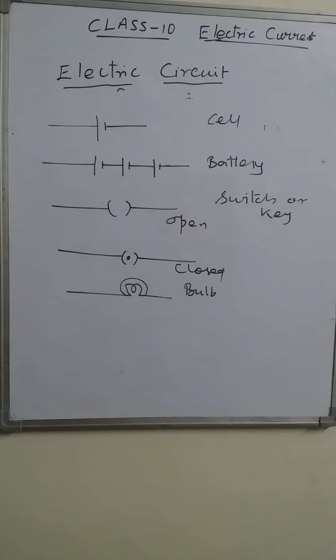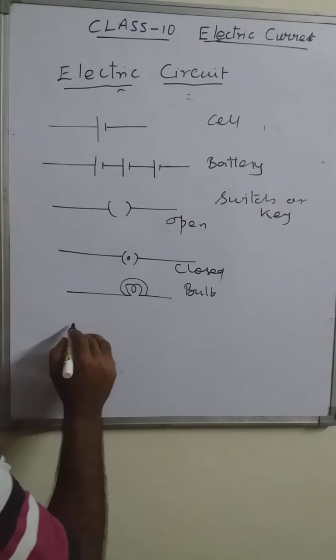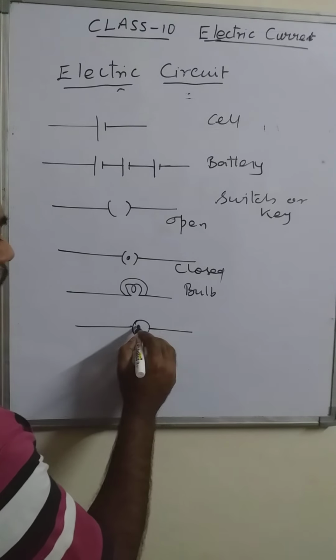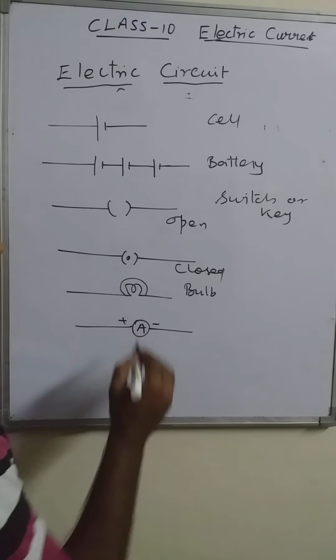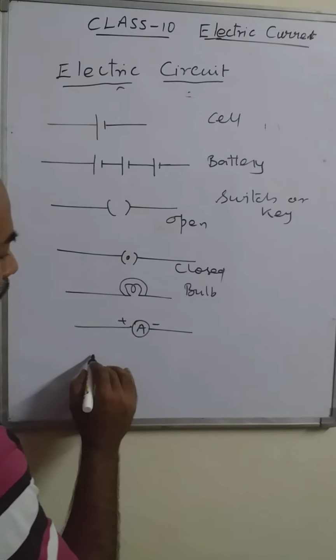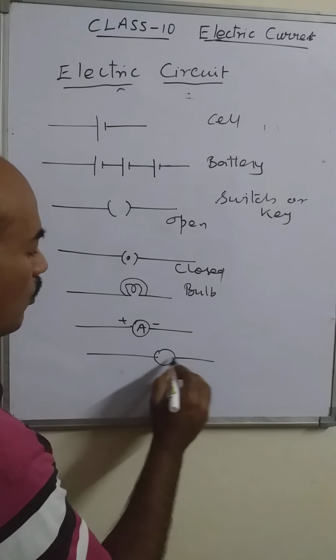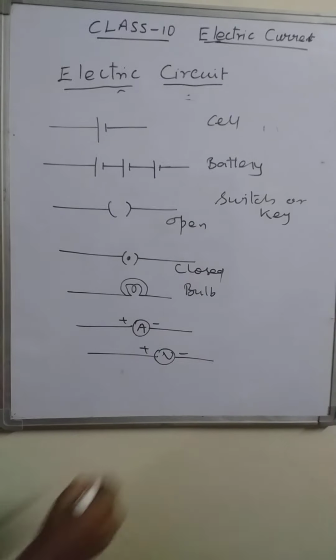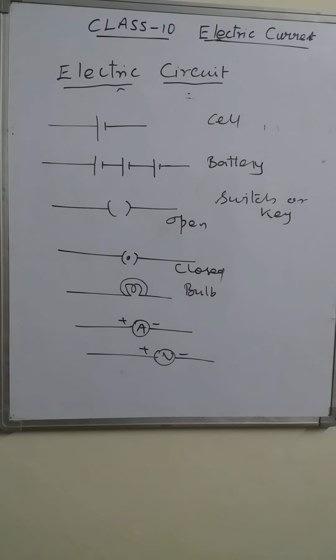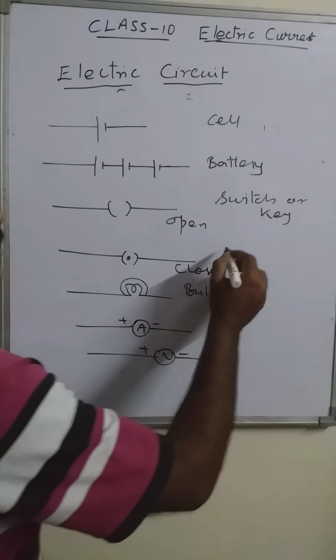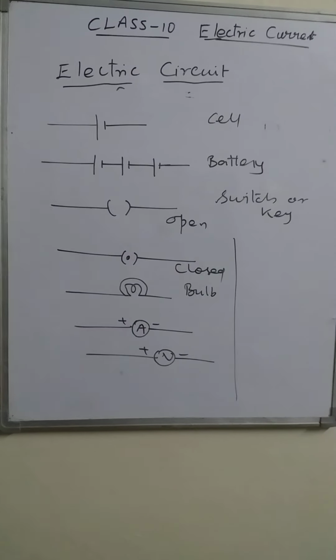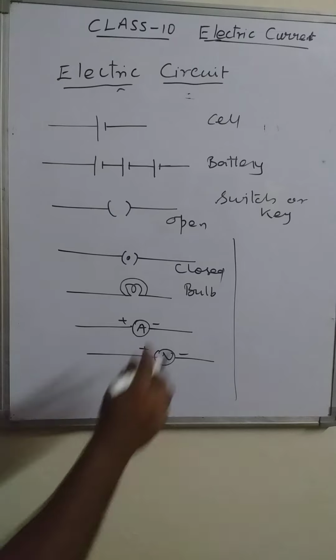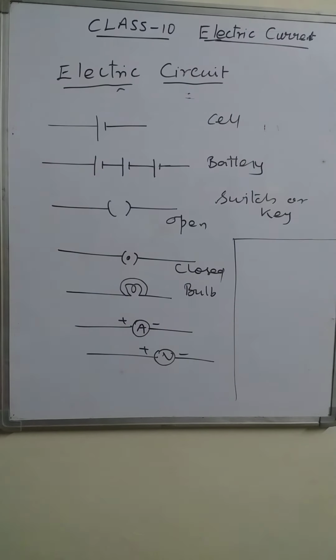So in this class also we have discussed two components. One is the ammeter. This is the ammeter, with plus and minus. And the other component is the voltmeter, plus minus. They are also electrical components which we are using. Then coming to more components, the first one is the resistor.